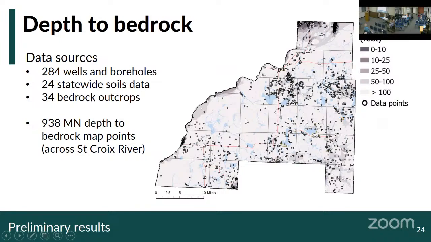So once we have the elevation of the bedrock surface, then similar to how we made the depth to water map, we subtract those elevations from the land surface to get the depth.